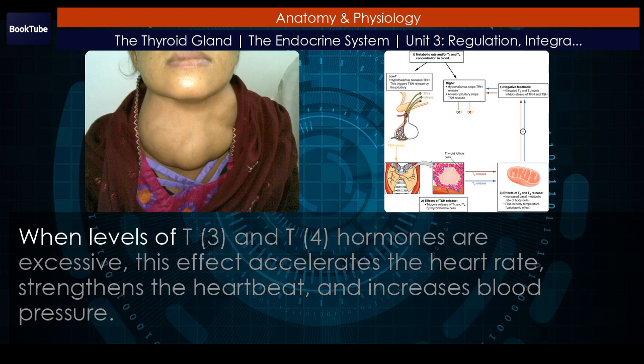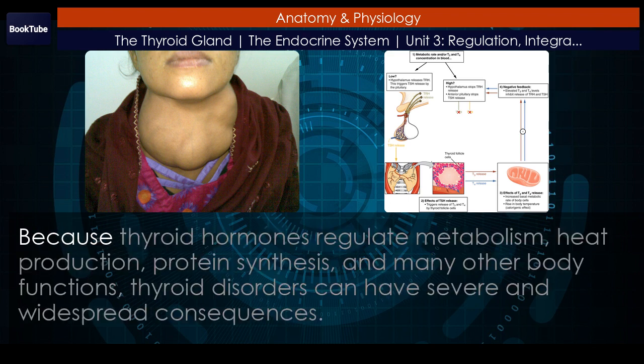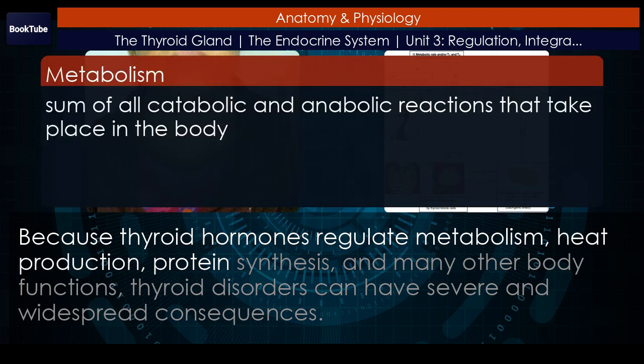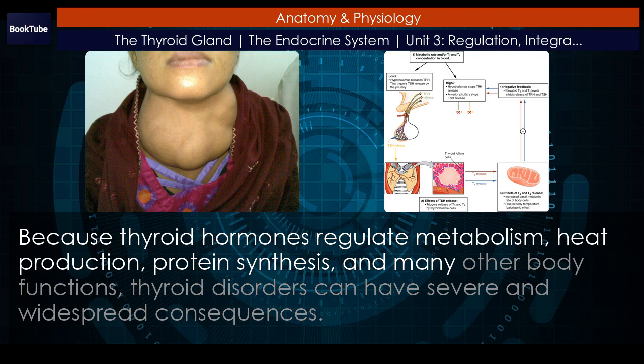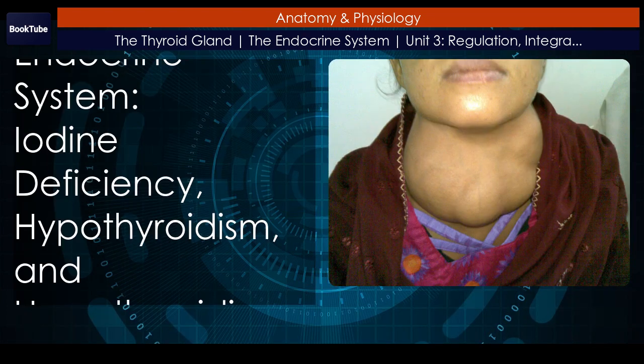When levels of T3 and T4 hormones are excessive, this effect accelerates the heart rate, strengthens the heartbeat, and increases blood pressure. Because thyroid hormones regulate metabolism, heat production, protein synthesis, and many other body functions, thyroid disorders can have severe and widespread consequences. Disorders of the endocrine system: iodine deficiency, hypothyroidism, and hyperthyroidism.